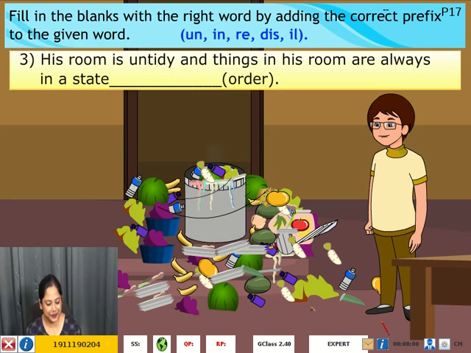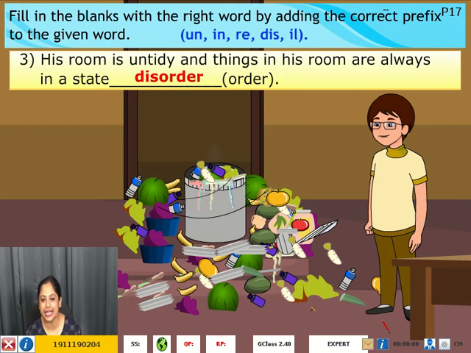Okay? Again, his room is untidy and things in his room are always in the state of dash. Now the word given in the bracket is order. Remember, order means something which is organized. But in the picture, what did we see? We see that things are not organized. The things are disorganized. So, which is the prefix we'll use here?